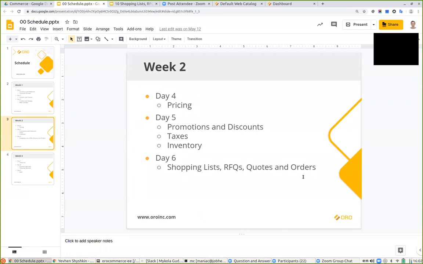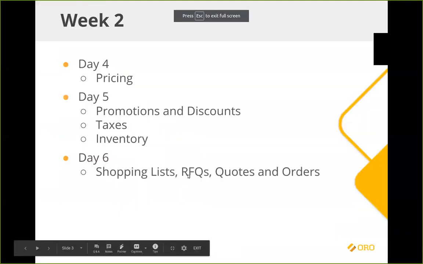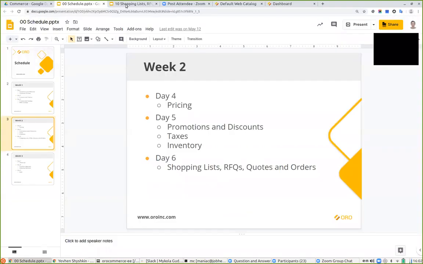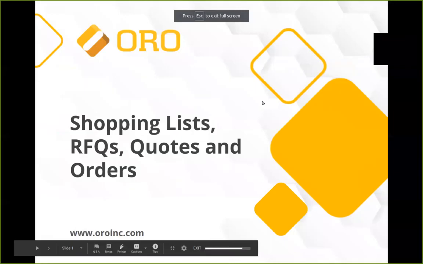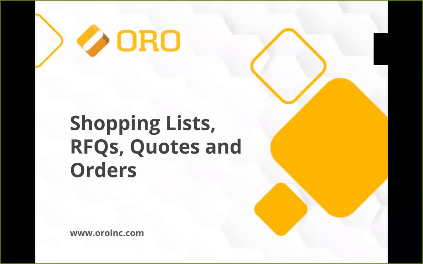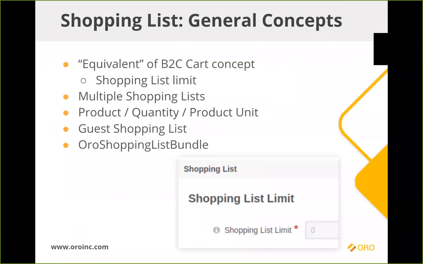There is one more thing not mentioned here, the checkout, and this will be the topic for the 7th day of the training. For now, we're going to check only these 4 topics today: shopping lists, RFQs, quotes, and orders. Let us start discussion of these 4 nice entities which represent storefront sales flow in OroCommerce, and let us start from the shopping list.